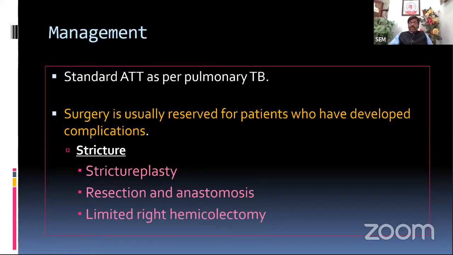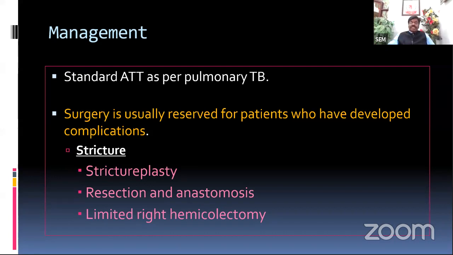Treatment: tuberculosis, Crohn's disease, unless they have an obstruction, unless they develop complications, usually you give ATT, that is 2 months of intensive ATT, 4-drug regime, then 4 to 6 months of 2-drug regime, as in pulmonary tuberculosis, a little longer duration, that's all. Surgery is only for people with obstruction, perforation, or bleeding. We do 3 different procedures.